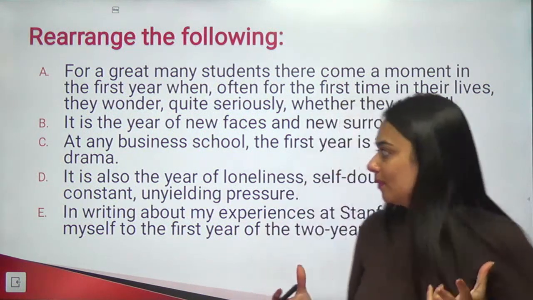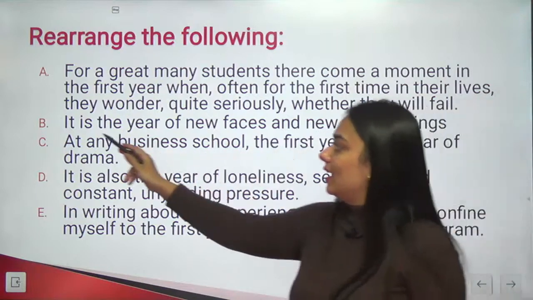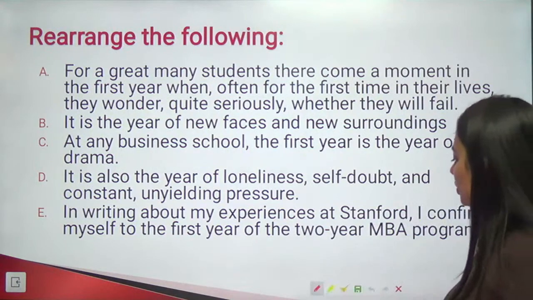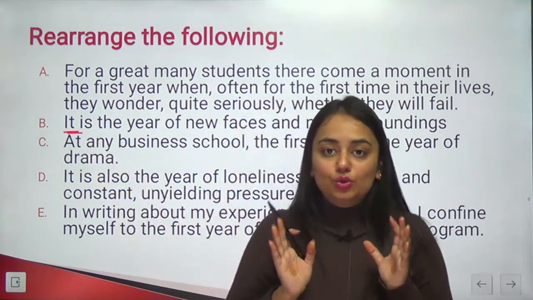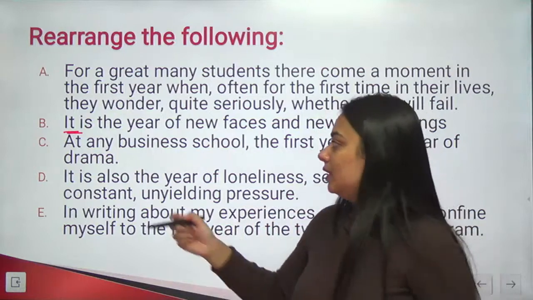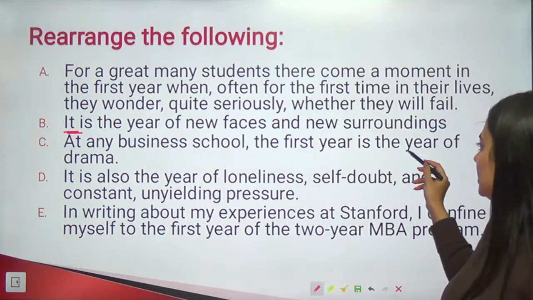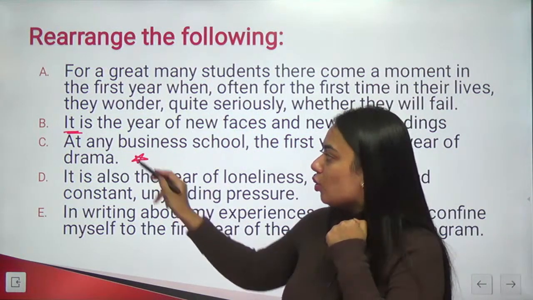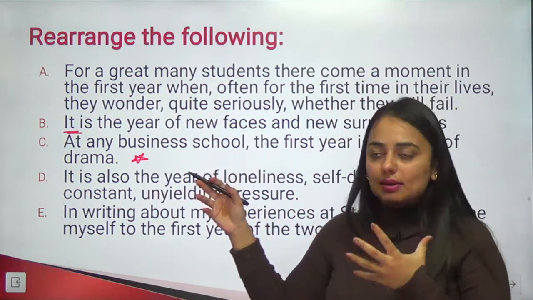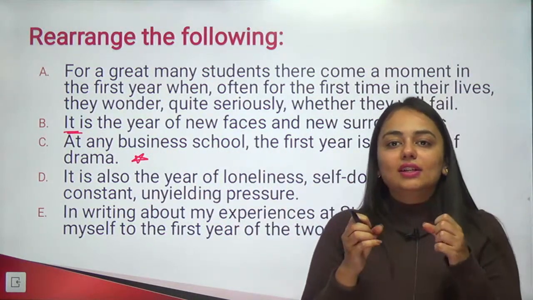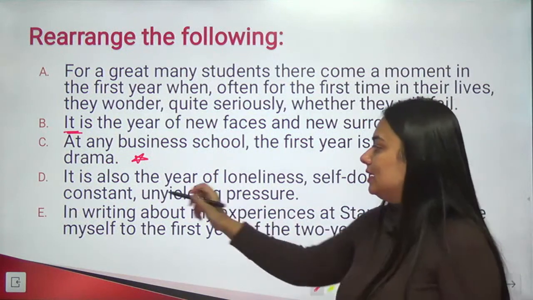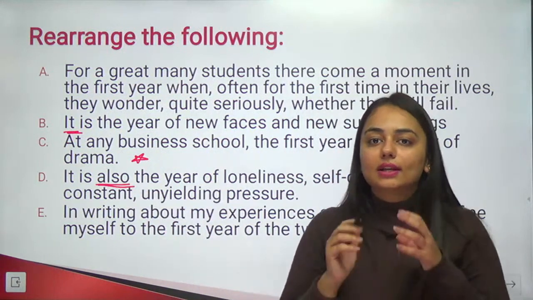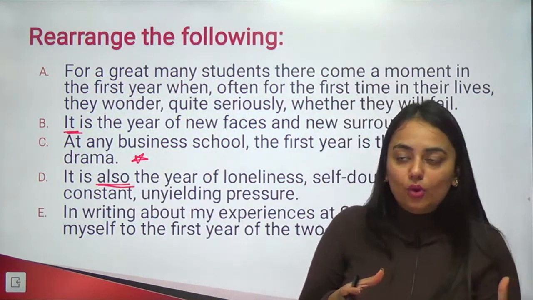Think of this now. It is the year of new faces. It is a pronoun, right? So, would we use such a pronoun in the opening sentence? We first need to know कि ये it किसके लिए use हुआ है. At any business school, the first year is the year of drama. Now, this seems convincing. This can be an option for the opening sentence because ये सेंटेंस हमें बता रहा है कि किसी भी बिजनेस स्कूल के लिए फर्स्ट ईयर बहुत ही ड्रामेटिक होता है. It is also the year of loneliness. Another keyword, friends, also means something should be preceding it, something should come before it.